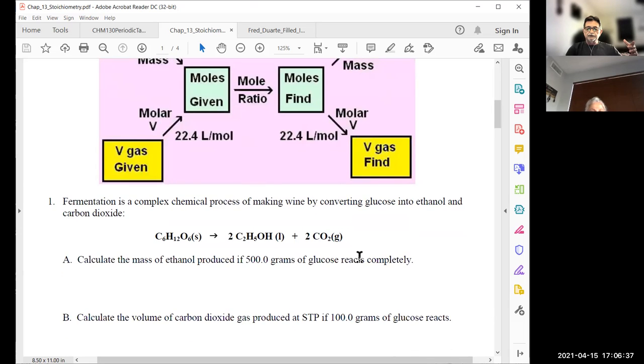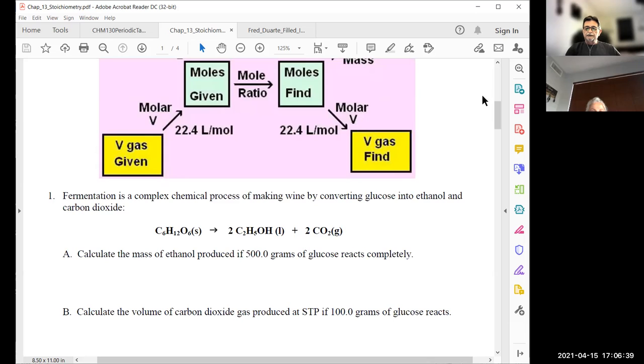And I just thought that was interesting here because this is something you're all familiar with: alcohol. And in the first example here, they give you fermentation. And it's a complex chemical reaction, not just making wine, but making beer and regular alcohol, whiskey and so forth, of converting glucose, which is a sugar. And what it does, it converts it into ethanol and carbon dioxide.